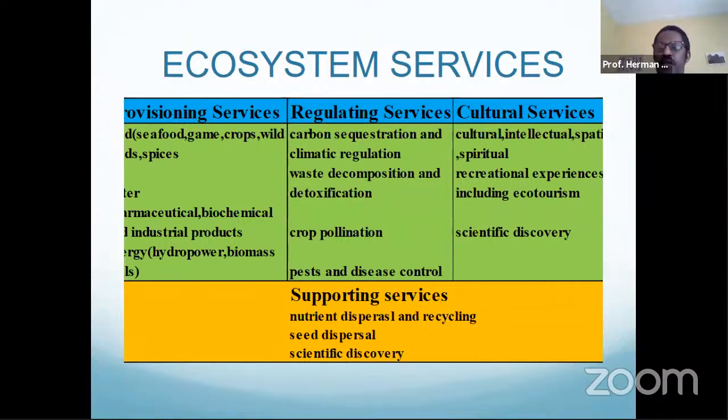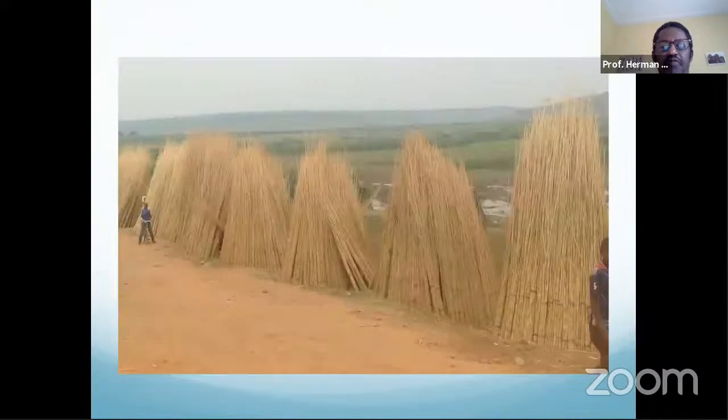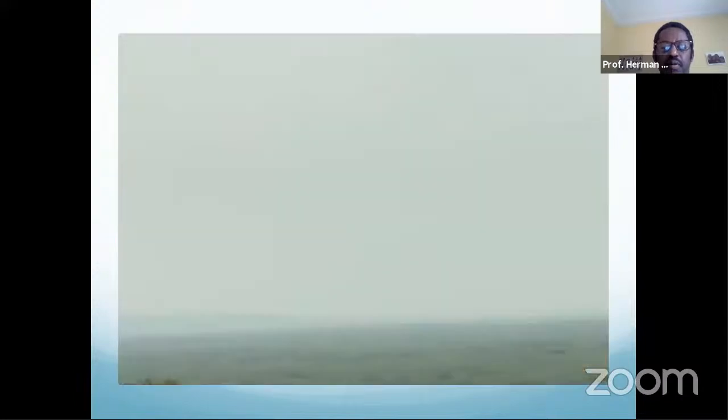As a teacher, I don't assume that everybody remembers about provisioning services, regulating services, cultural services, and supporting services, using the Millennium Assessment approach. The photos there are just visuals. I took these on the Rwanda side when it was possible to travel, but I could not interview the reed harvesters and so on. There are many, but this is one example that you see.